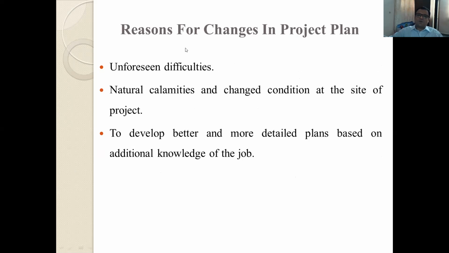Now, various reasons for changes in the project plan. There are unforeseen difficulties. That means, suppose you have planned one bridge on a highway, you started the excavation, though you have done subsoil exploration, but somewhere you come across a very hard strata. So that is an unforeseen difficulty. Or natural calamities and changed conditions at the project site. That is, huge rainfall, or non-availability of material, which we may also say is a natural calamity.